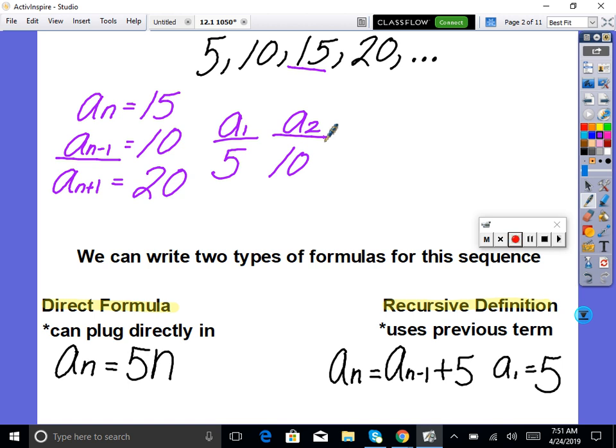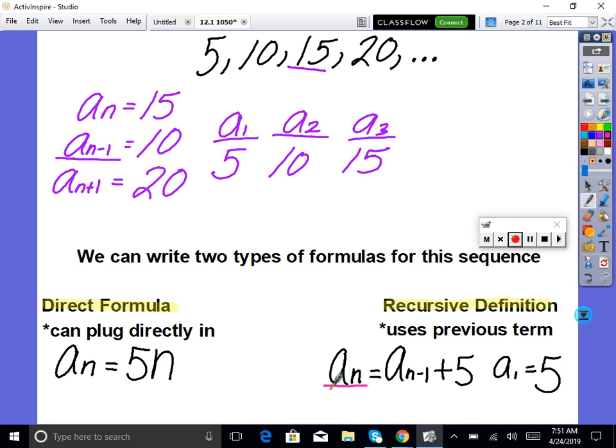And so on and so forth. A sub 3, plugging in a 3 would get you 15. I think you guys get the picture there. So now a recursive definition is another way for someone to recreate that same 5, 10, 15, 20 without knowing that's what you were given. So look at this formula.